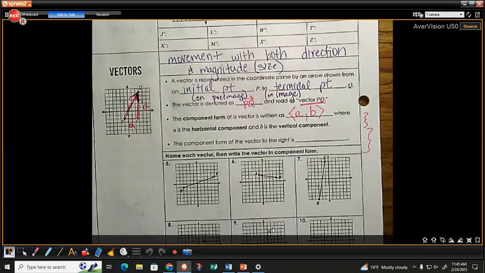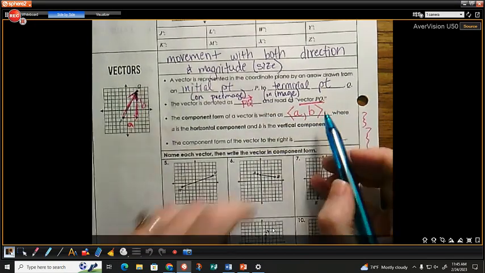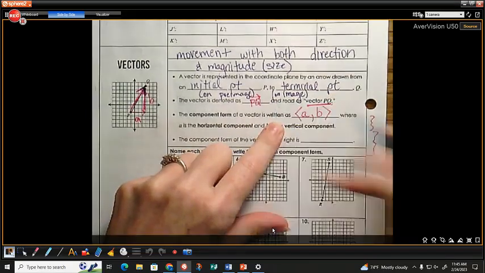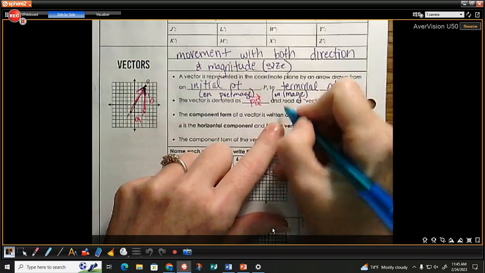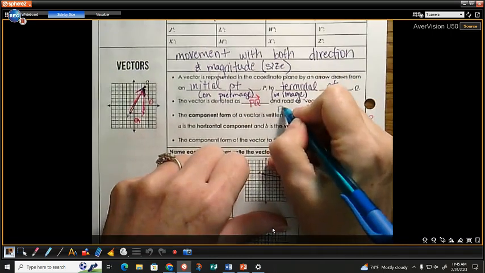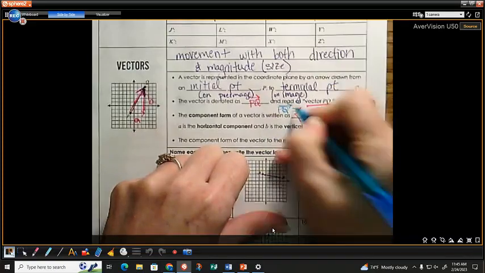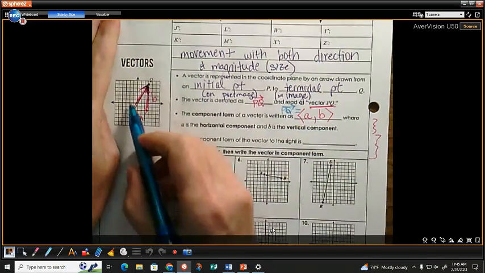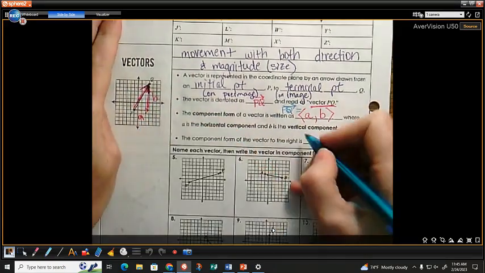To show that it's a vector. Okay? So what this says is that our vector PQ equals this vector.